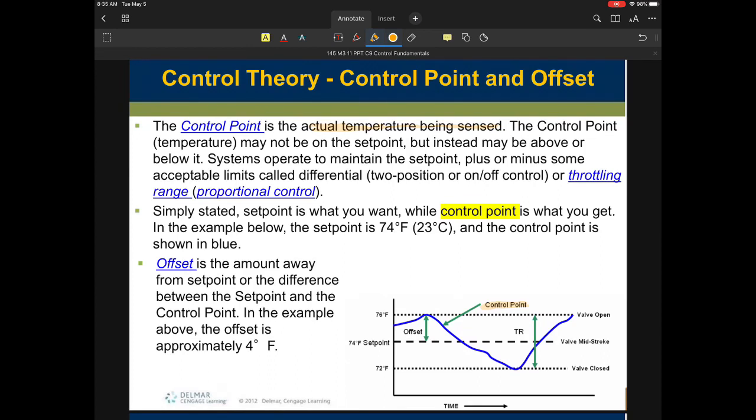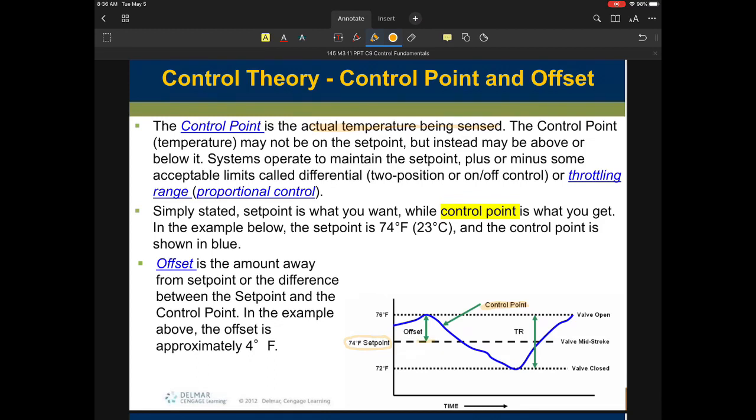To simplify that, in my picture down here, I have a control point. It's really, what am I getting? That's really, where is it controlling? So you'll notice the blue line is representing what we call the control point. Sometimes it's above, sometimes it's below. A lot of this is dictated based on how you have that program or that controller calibrated, based upon that set point. So that's kind of one way we would look at that.